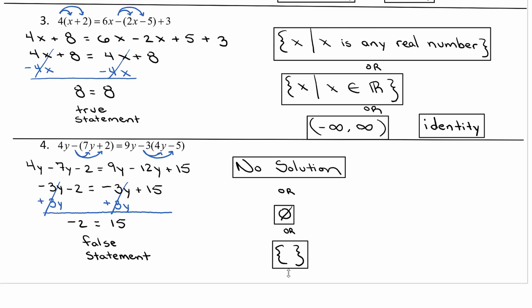Now, what type of equation is this? How would we classify this linear equation in one variable? We would classify this as a contradiction. And I'm going to go ahead and box in that word contradiction as well. And that's going to be it for that problem.